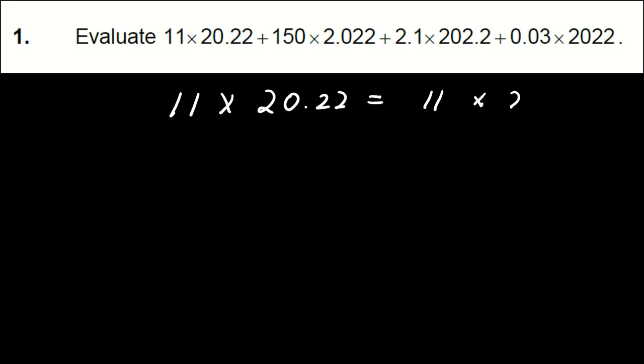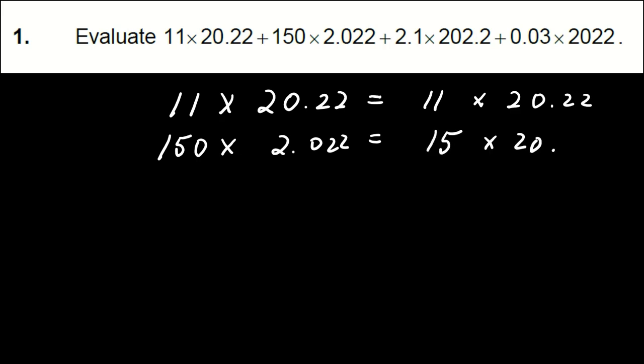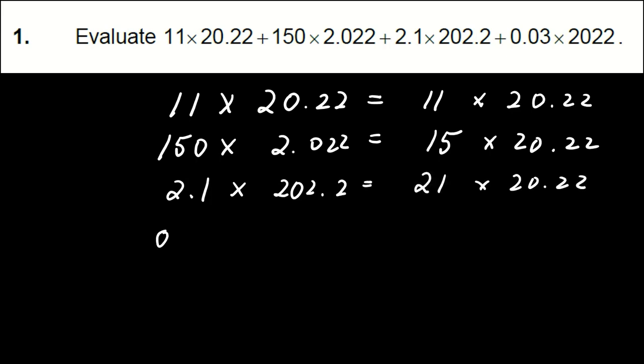Hence, 11 times 20.22 is simply 11 multiplied by 20.22. 150 times 0.2022 can be written as 15 times 20.22. 2.1 times 202.2 is 21 times 20.22. Finally, 0.03 times 2022 simplifies to 3 times 20.22.